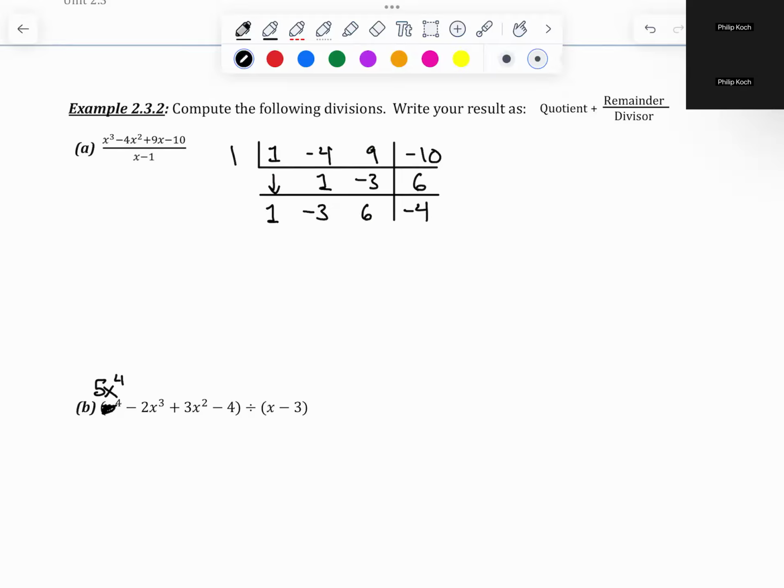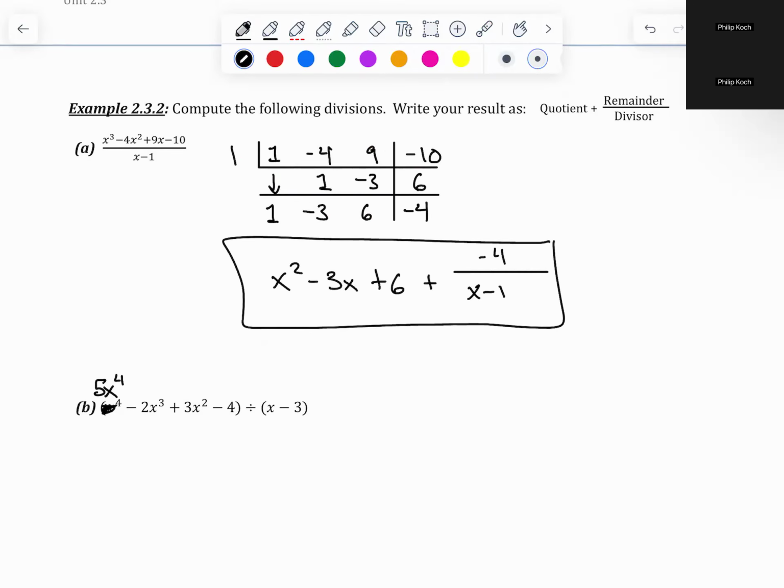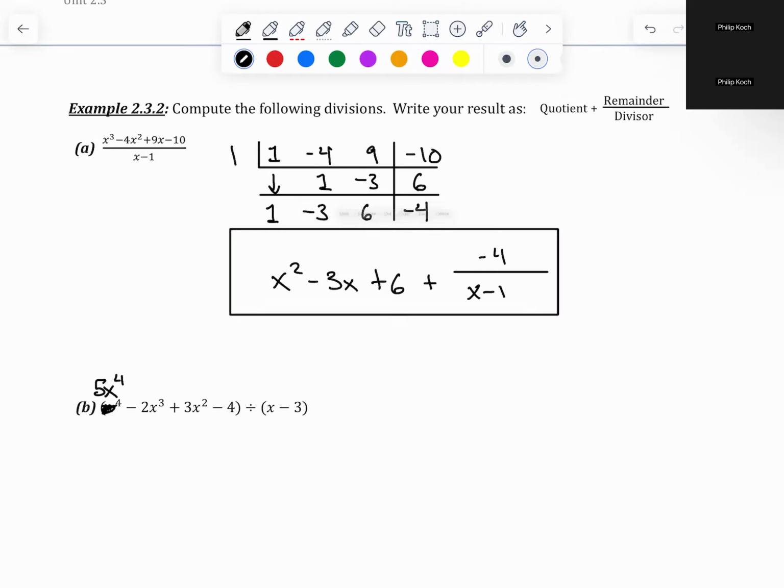So we get our final answer. We had a degree 3 dividend, so we're going to get a degree 2 quotient. So it'll be 1x squared minus 3x plus 6 plus negative 4 divided by x minus 1. Write your result as quotient plus the remainder divided by divisor.